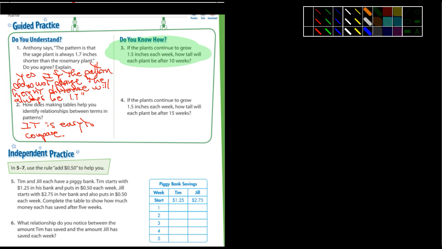And then number 4, if the plants continue to grow 1.5 inches each week, how tall will each plant be in 15 weeks? Another one. Again, you'll just continue with the table. Instead of going to 5 weeks and then to 10 weeks, you'll go all the way to 15 weeks. So there's a couple classcraft questions for you.